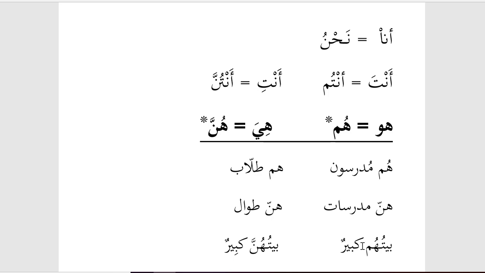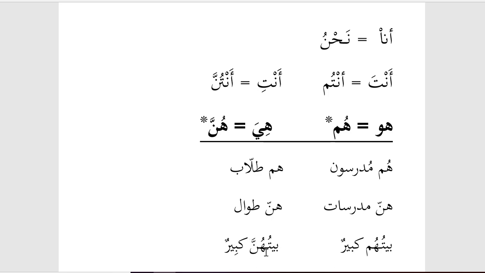Baytuhum. Okay, so here it's not the subject anymore. It's the mudaf ilayhi. Baytuhum, but it's the same word. Their house, kabir. Why didn't we use kibar here? Because we're not talking about them. We're talking about their house. This is just telling us who the house belongs to. Baytuhum kabir. So I just want you to see it can be at the beginning of the sentence, or at the end of the word. It can be the subject, or it can be the possessor, and it doesn't change.